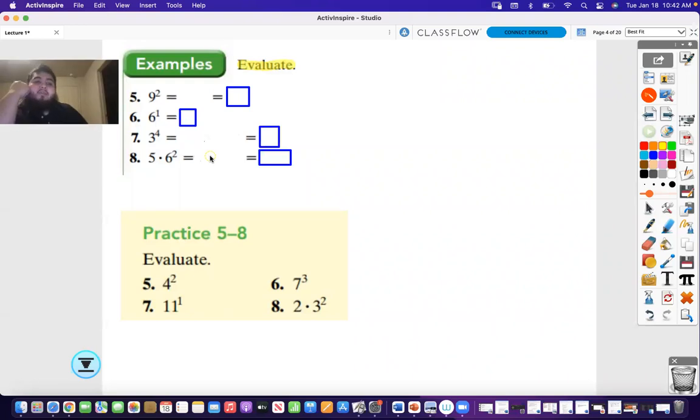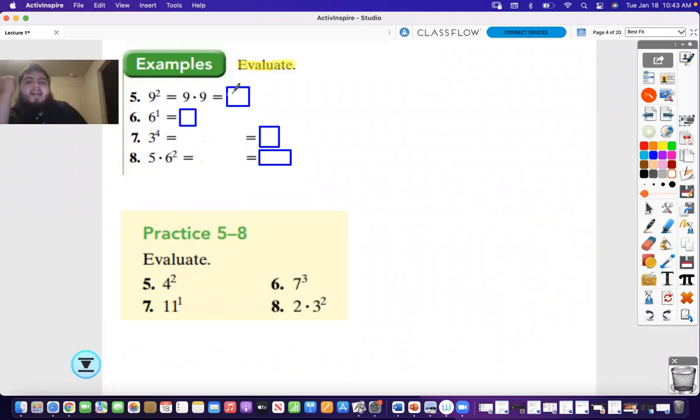All right, let's evaluate now. So if you notice the original problems, guys, like number 5 says 9 squared, which is giving us exponential notation, but we know exponential notation is just repeated multiplication. So 9 squared, class, is the same thing as 9 times what? 9. How many 9s should we see here? Just 2.